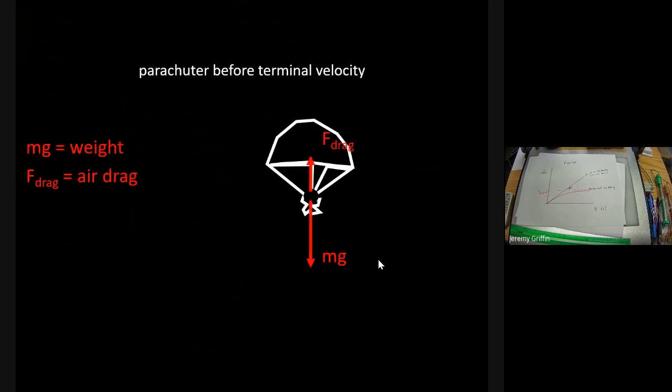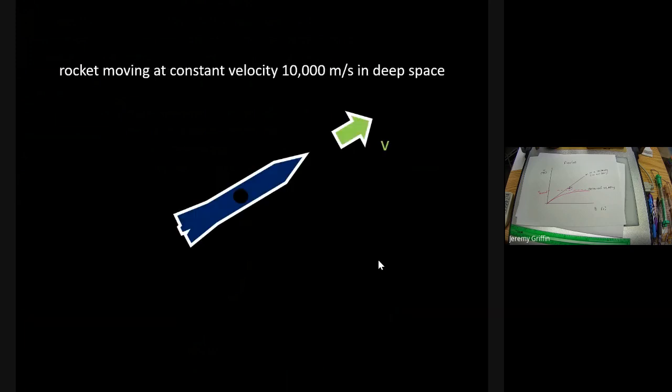Here's a parachuter before terminal velocity. Here's a parachuter at terminal velocity. Right? Same idea. It just goes down at constant speed in that case. Okay. And then the last one we'll look at today.